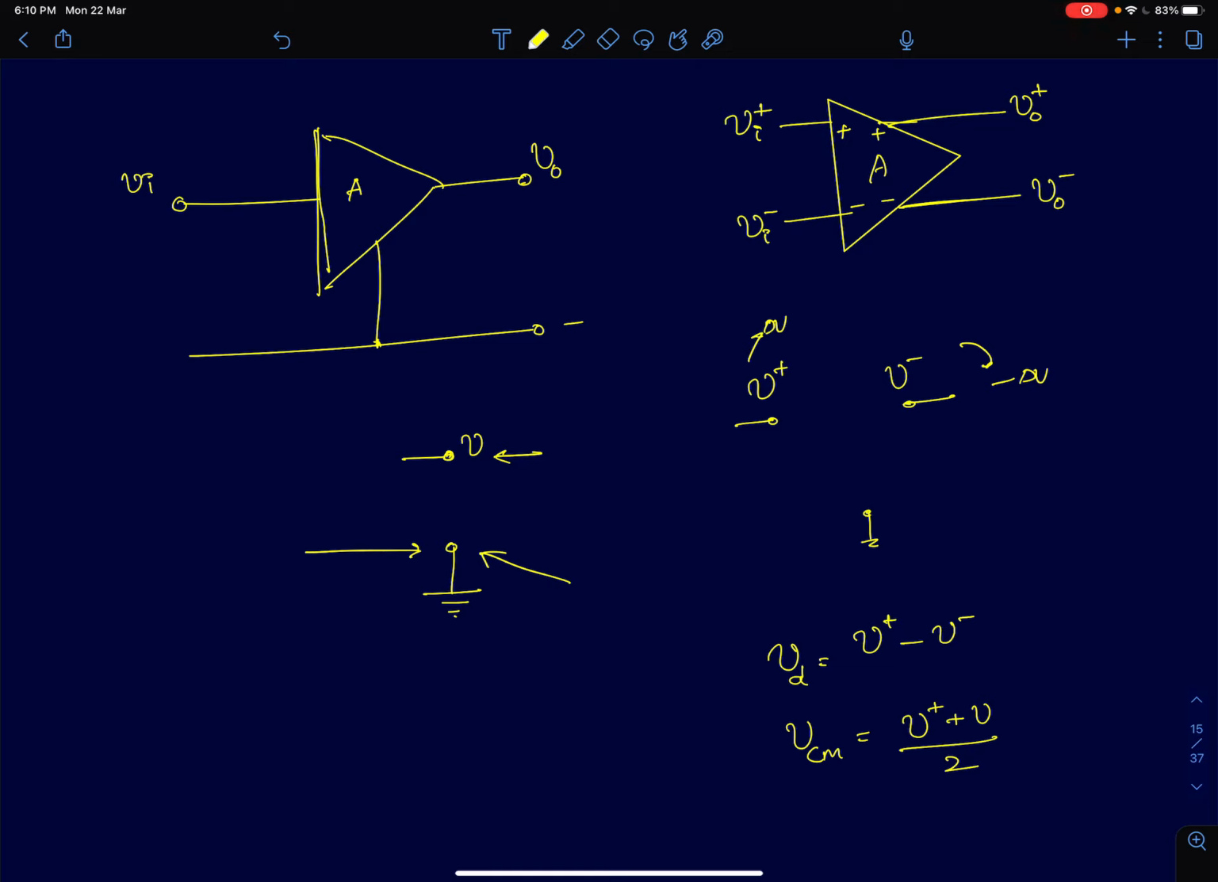So whenever we have a differential system, we said we can define two kinds of voltages. One is the difference between the two voltages, and the other is the average of the two voltages. The difference we called the differential voltage between the two terminals, and the average is what we called the common mode variations in the two terminals. If both the terminals increase by delta V, then the common mode variation, the average, is delta V as well.